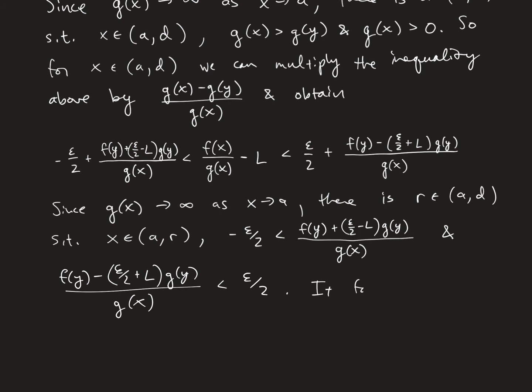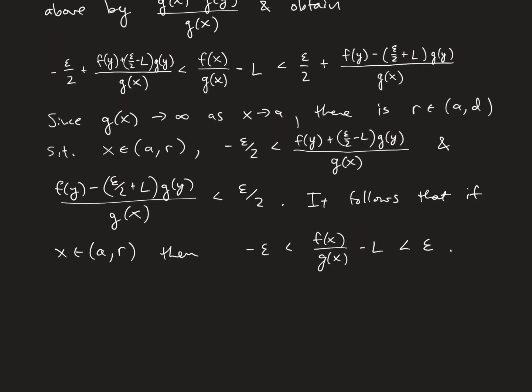So it follows that if x is in this interval AR, then negative epsilon is less than f of x over g of x minus L is less than epsilon. So we indeed have the limit as x approaches a of f of x over g of x equals L.